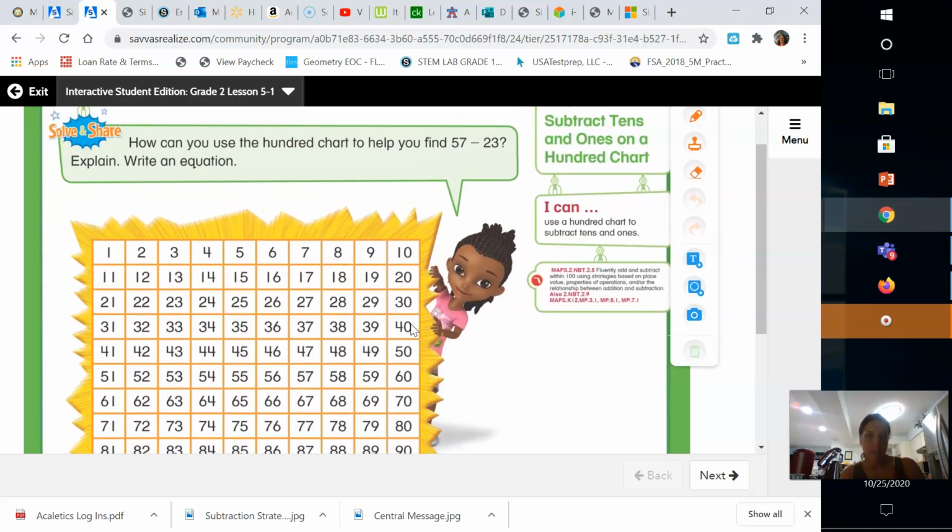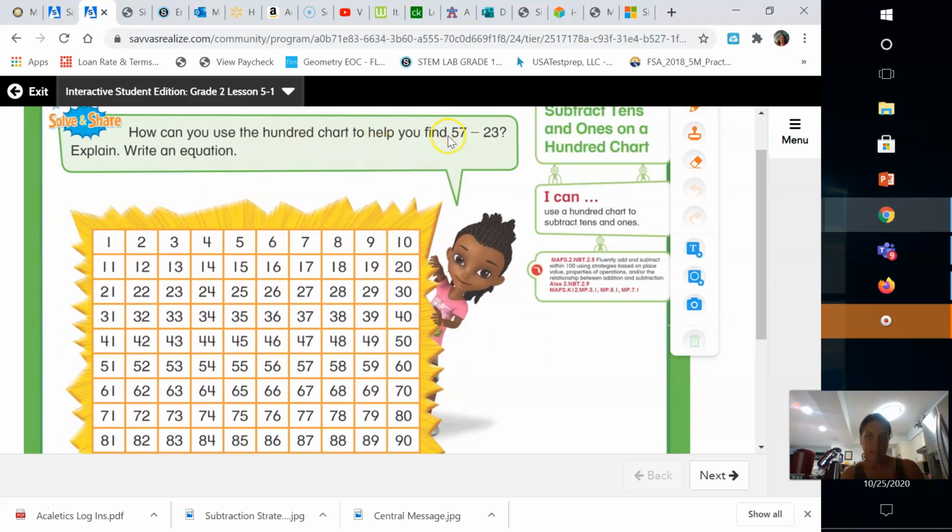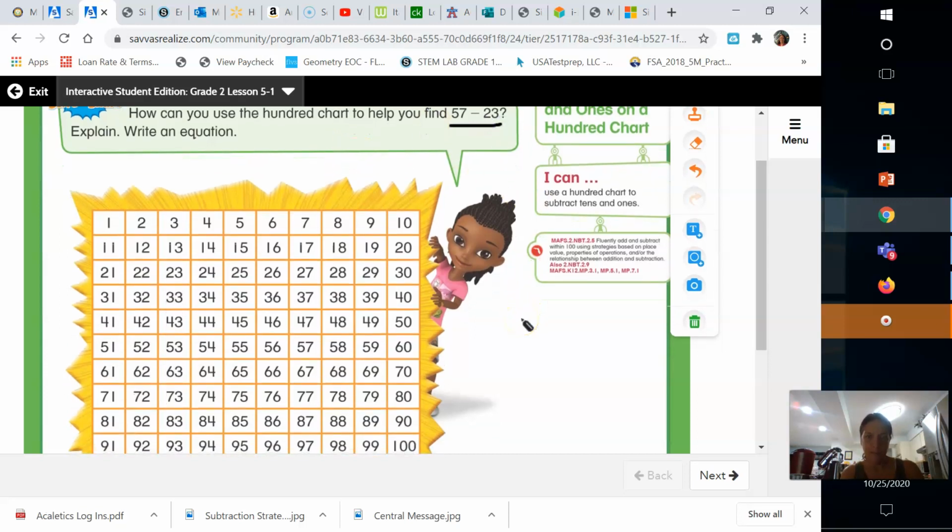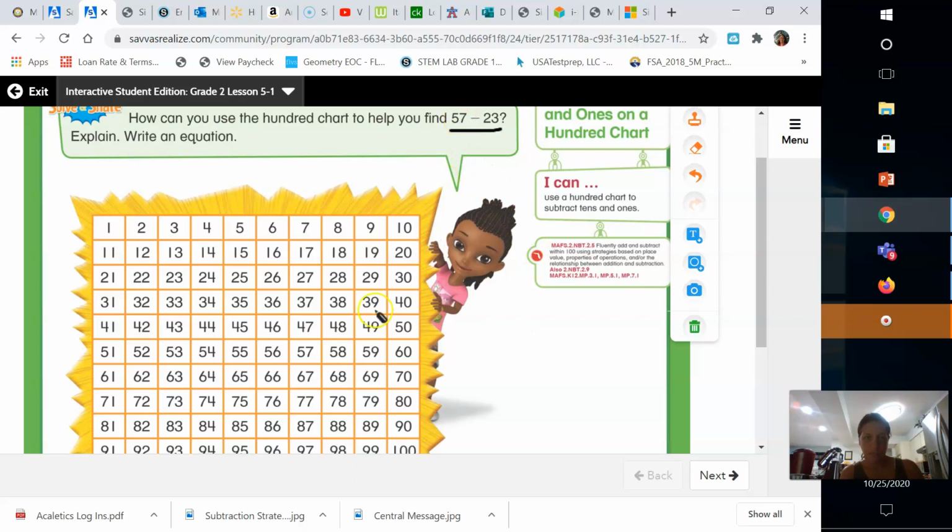How can you use a 100 chart to help you find 57 take away 23? So first, of course, you've got to find your problem, okay? It's take away. So as take away, we want to start with the big number. Let's find 57. Circle it on your hundreds chart in your book. Now let's look at the tens. How many tens do we need to take away? 2 tens. Now remember, if you're subtracting, we're not going to go down because those numbers get bigger. That would be adding. For subtracting, we need to get smaller because we're taking things away. So we're going to go up 2 tens.